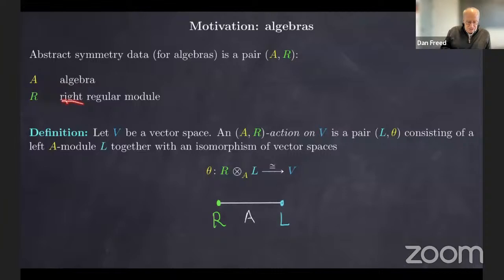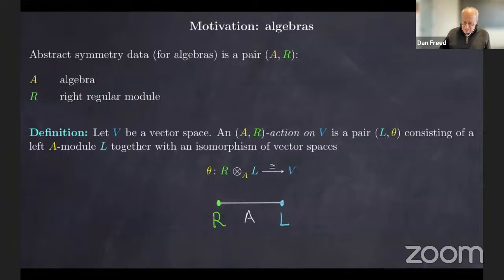What does regular mean? It means that the underlying vector space is the vector space A, and A acts on the right just by the multiplication inside the algebra. So if you like, it's forgetting part of the algebra structure, but remembering the right action on itself as a vector space. So this is the abstract data, I want to say, this pair. And now what does it mean to give the action on a vector space? That's a linear representation of this symmetry data.